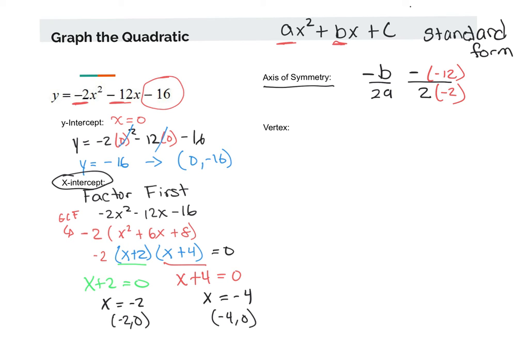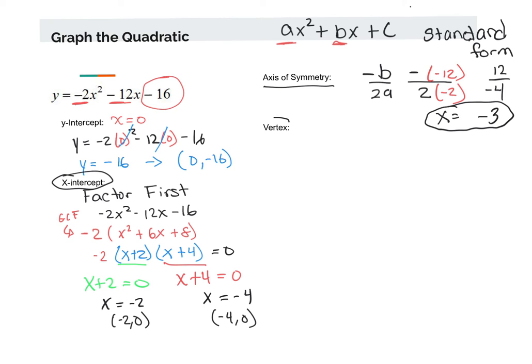So then I'm going to simplify. Remember your order of operations. So negative times a negative is a positive. 2 times -2 is -4. Positive divided by a negative gives me a negative. 12 divided by 4 is 3. So my axis of symmetry is x equal to -3.